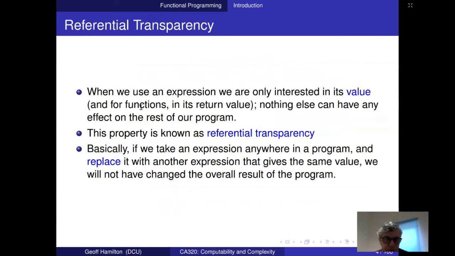So when we use an expression, we are only interested in its value, and for a function, its return value. Nothing else can have any effect on the rest of the program. This property is known as referential transparency. Basically, if we take an expression anywhere in a program and replace it with another expression that gives the same value, we will not change the overall result of the program.